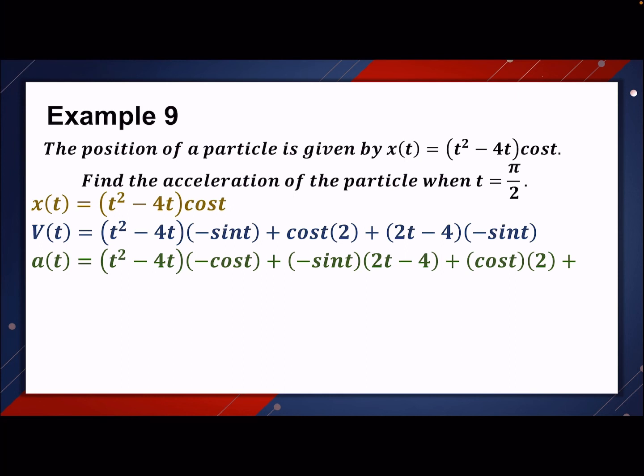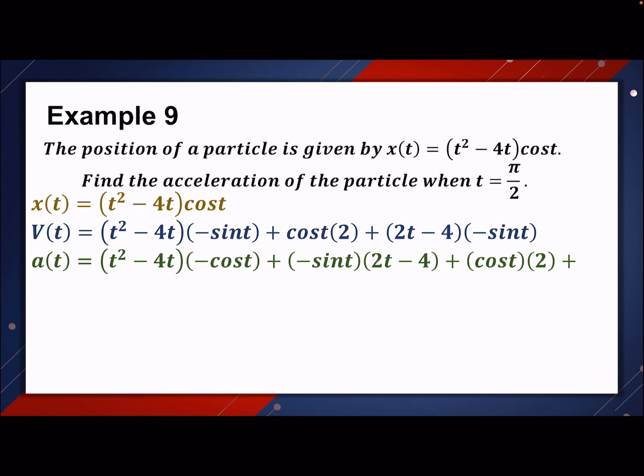Example 9. The position of a particle is given by x(t) equals t squared minus 4t times cosine t, and we need to find the acceleration of the particle when t is equal to pi over 2. So x(t) is equal to t squared minus 4t times cosine t.